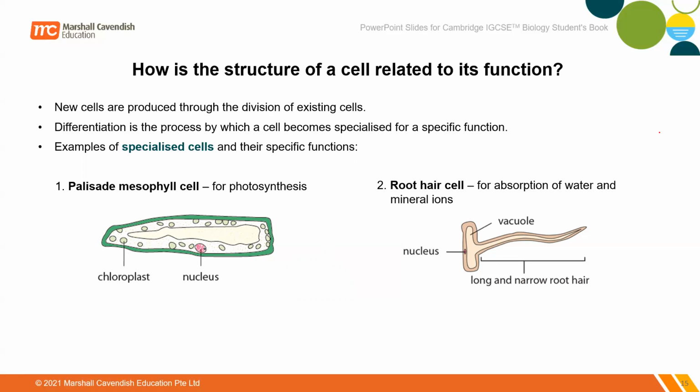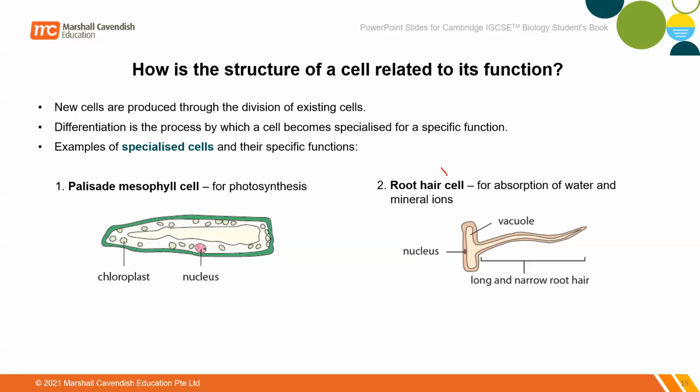Now, we are close to finishing topic 2. The question is, how is the structure of a cell related to its function? Look, we have some specialized cells. Not all of the animal cells or plant cells have the same structure. No, some cells have been specialized in order to do a specific job. Let's take a look at some plant cells like the palisade mesophyll cell and the root hair cell.